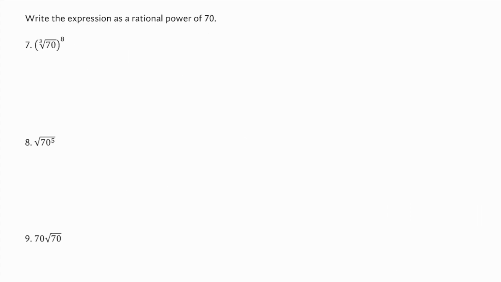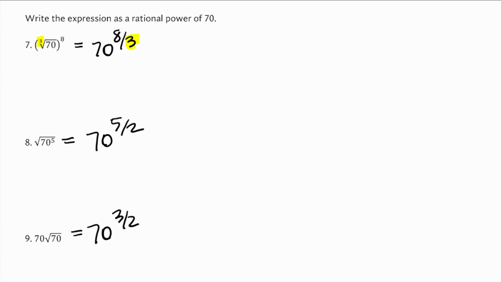Alright, with the next 3, we're just going to write these as a rational power of 70. So that means we're going to write an exponential expression. 70 is going to be the base, exponent's going to be a fraction. So this is going to be equal to 70 to the 8 divided by 3, because the index of the radical wants to be the denominator of the fraction exponent. Okay, 70 to the 5th square rooted, that'll be 70 to the 5 divided by 2, because the square root is the 1/2 power. And then 70 root 70, we're going to call that 70 to the 3/2, because this 70 is 1, this 70 is half, so together that would be 1.5, and that's 3/2.